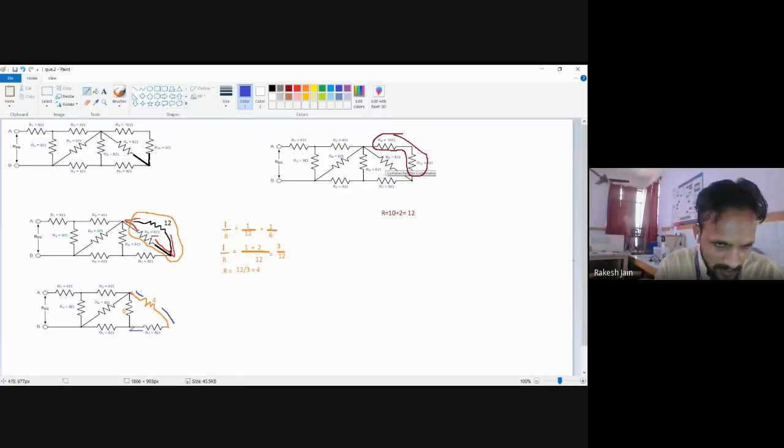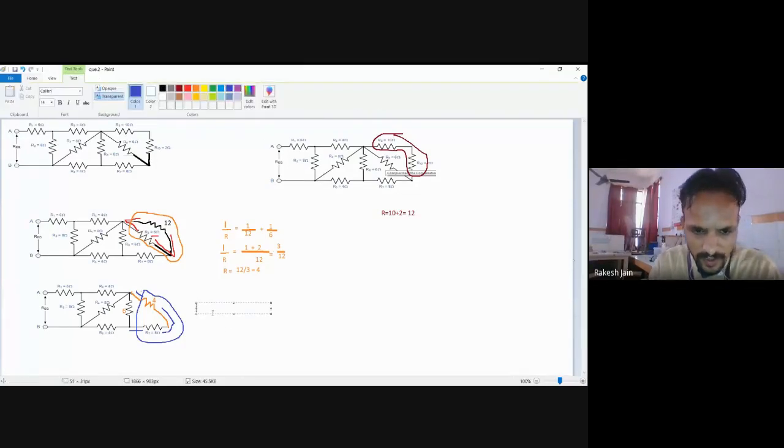One terminal is connected here, but the 8 ohm second terminal is also connected with the same 4 ohm terminal. It means 4 ohm and 8 ohm, one terminal is connected with each other, the second terminal is not connected with each other. So these two resistances, 4 ohm and 8 ohm, are in series. Whenever resistances are in series, the total resistance is the sum of both resistances. So 4 plus 8, what will be the answer? 8 plus 4 is equal to 12.